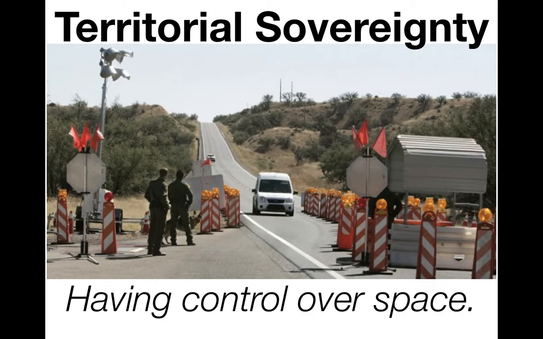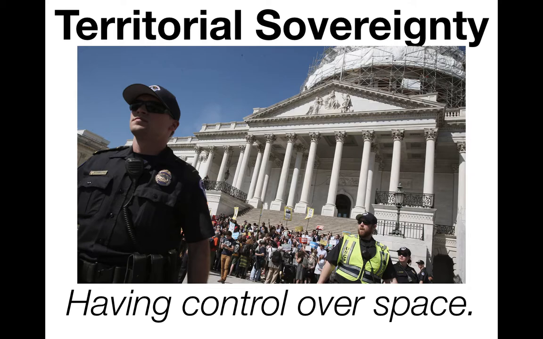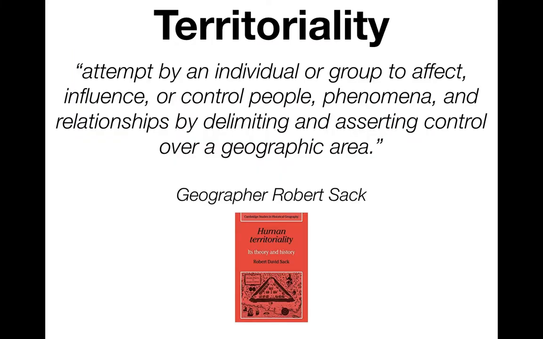The next thing that a state needs is territorial sovereignty. That means having control over your own space. And here's an example of control over your own space with government officials stopping cars on a highway. Another example of control over space would be police controlling the space outside of a capital. But to be considered a state, you need to have territorial sovereignty or control over your own space.